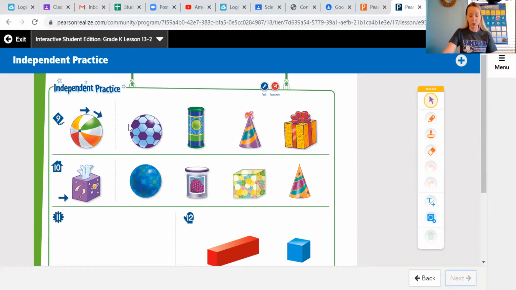Number 10, look at the sliding object on the left and draw a circle around all the other objects that can slide. And remember, in order for it to be able to slide, it must have a flat edge. So which objects over here can slide?